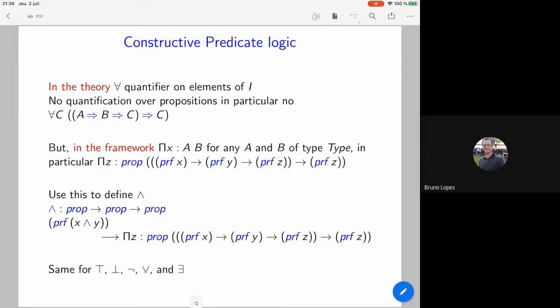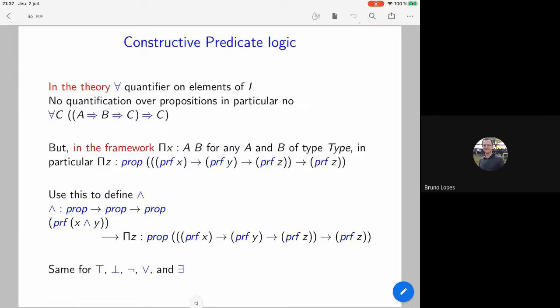Yet, to do so, in the Principia Mathematica, in Russell's type theory, you use the fact that you have a quantifier over propositions, because here C is a propositional variable, and you have to quantify over C to be able to build this proposition. And of course, here we are in predicate logic. We are not in type theory. So the for all quantifier can quantify only over the elements of I.